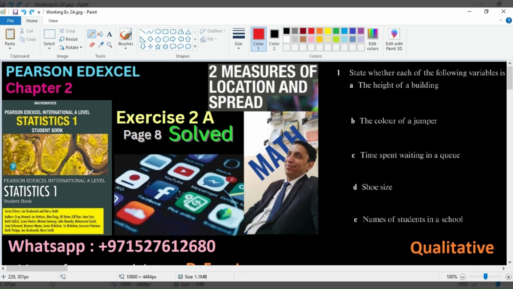This is on the request of a very respectful teacher who has asked me to start making videos on this topic for Statistics 1 using the Pearson Edexcel International A-Level book. This chapter 2 has 7 exercises, 2A, B, C, D, E, F, G, and the last exercise is going to be on the review of the whole chapter. You can find this exercise on page 8 of the book that you can see on the screen.